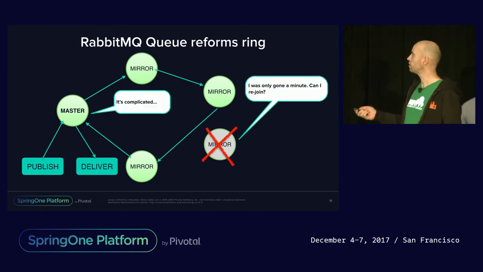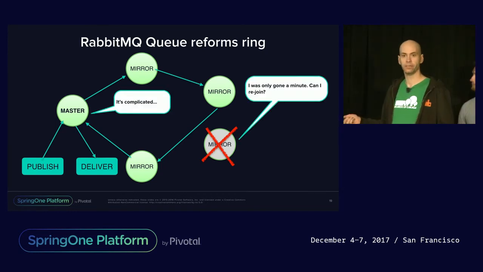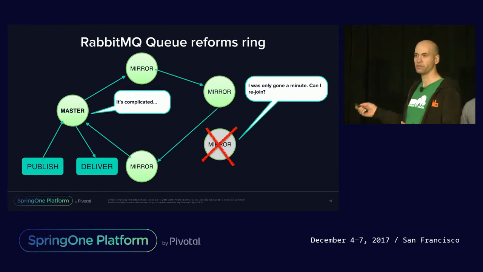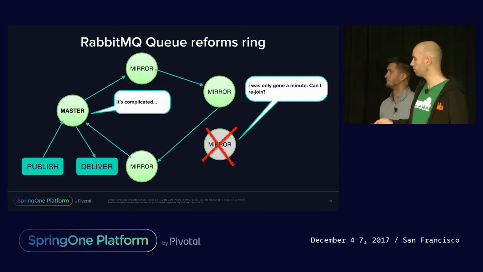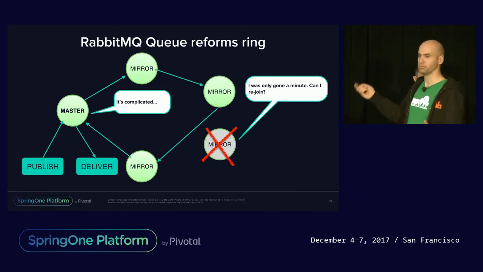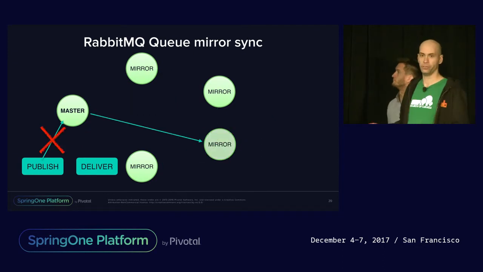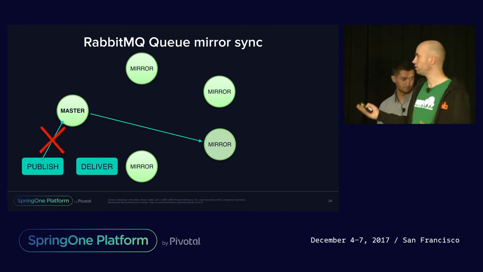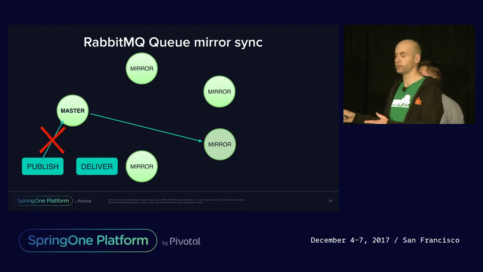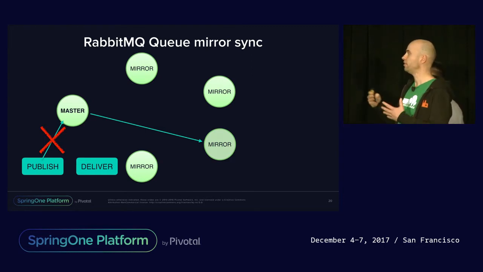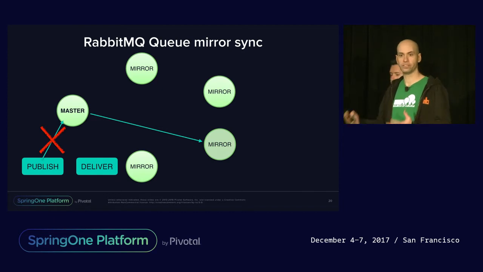So it comes back, and it wants to rejoin. Now, it was only gone a while, but the other mirrors might have moved on. They might have a whole new set of operations that this node now hasn't seen because it hasn't been involved in the ring. And the master says, it's complicated. The reason it's complicated is that we now have to do a synchronization from the master to ensure that the mirror that was gone for a little while, maybe it didn't even crash, now receives all those operations that it didn't have before, all the messages that it missed.